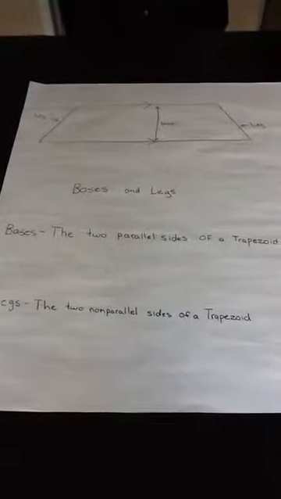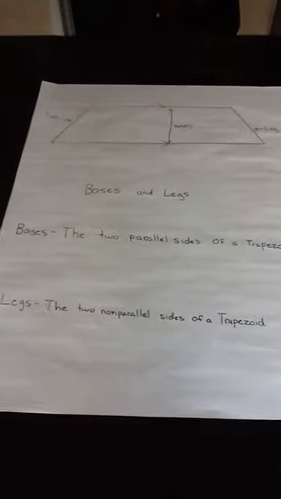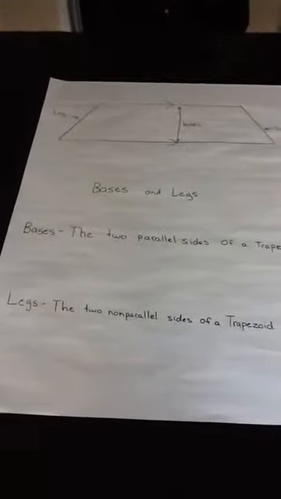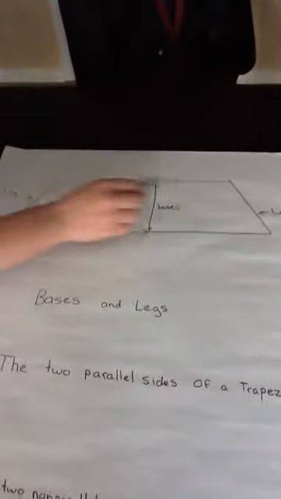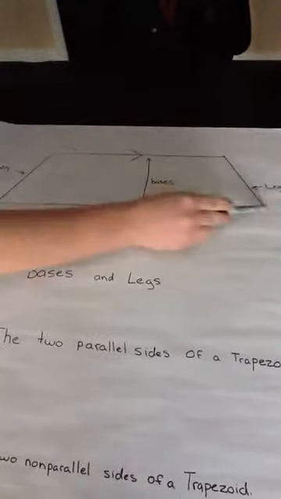The two parallel sides of a trapezoid are called the bases. The two non-parallel sides of a trapezoid are called the legs. On this trapezoid, since these two sides are parallel, these would be the bases. And since these are non-parallel, these will be the legs.